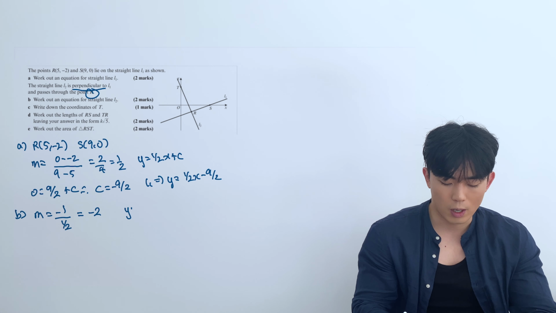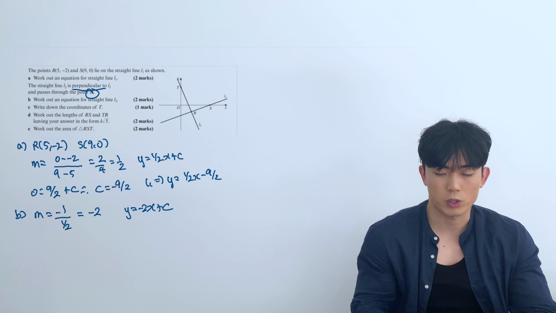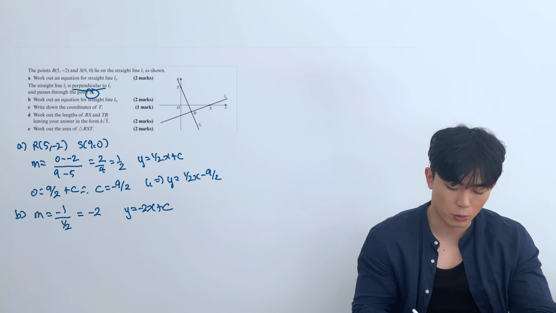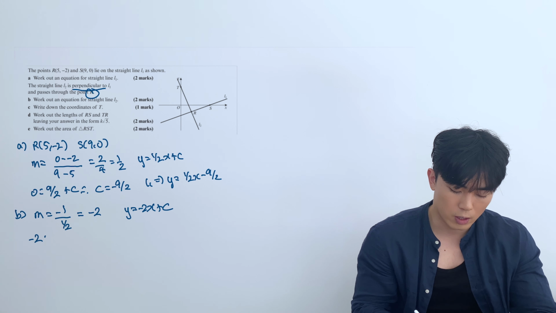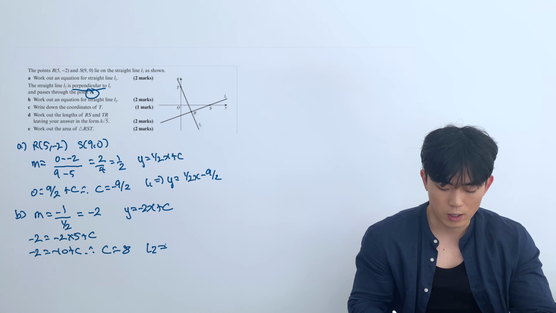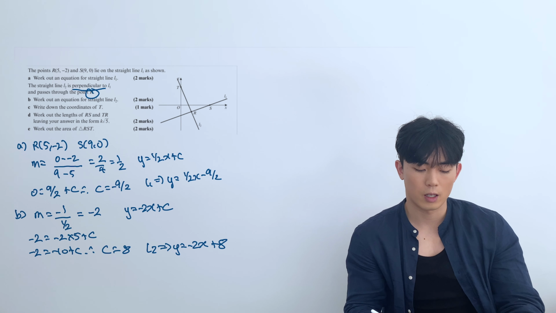So it will be y is minus 2x plus c. Just have to find the c. They've told us it passes through point R, so I can plug R's coordinates into it. So minus 2 is equal to minus 2 times 5 plus c. Minus 2 is minus 10 plus c. So c is going to give you 8. So L2's equation is y is negative 2x plus 8, like so.